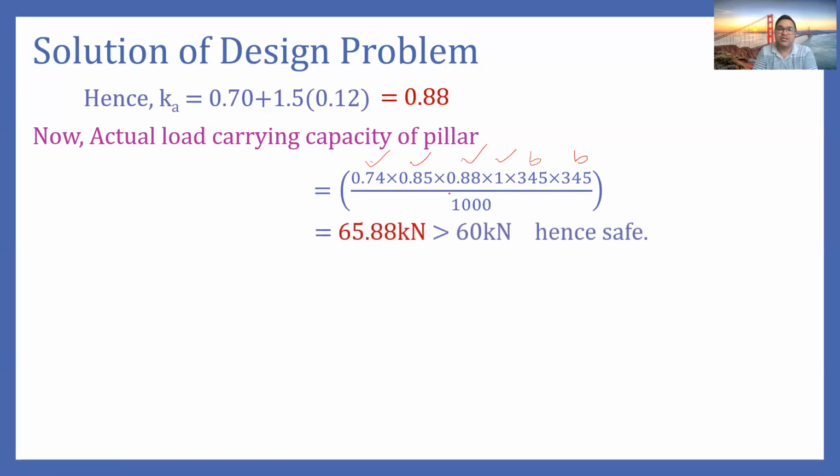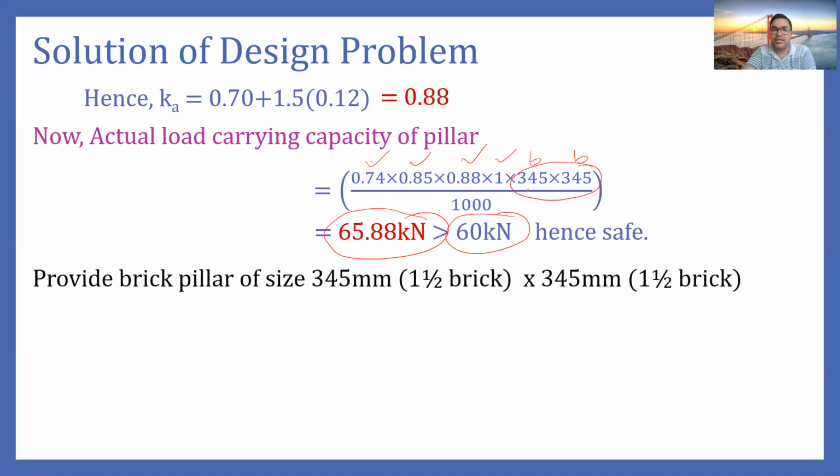You can see the actual load carrying capacity of the pillar is 65 kilonewton, which is higher than the load it is required to carry. Therefore we can say that the dimension of the pillar, 345 by 345, is suitable to carry the load of 60 kilonewton, and hence we have designed the cross-sectional dimensions of the pillar. That is how we conduct this design process in case of a pillar.